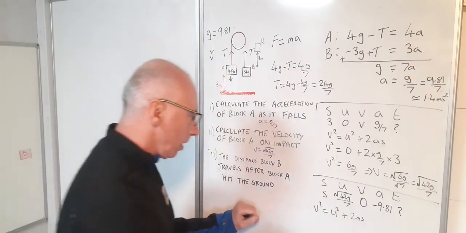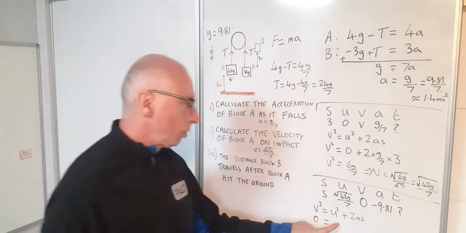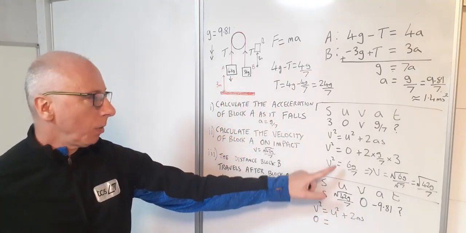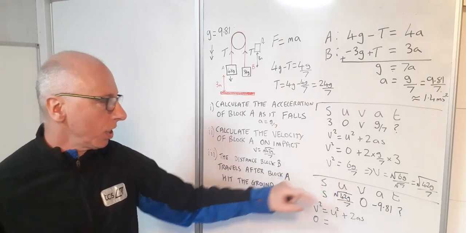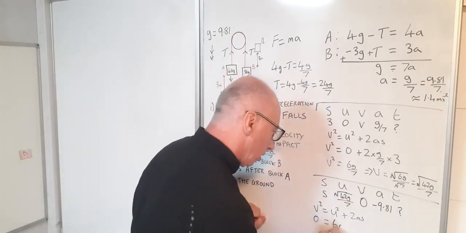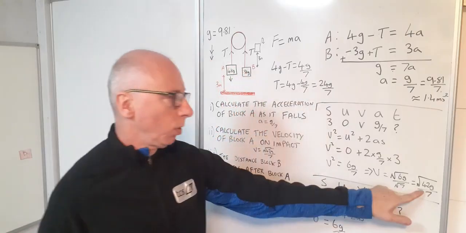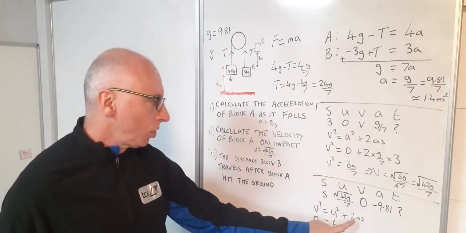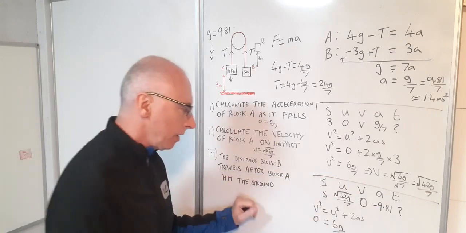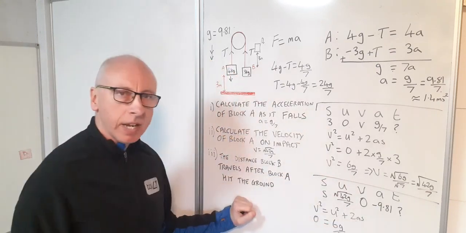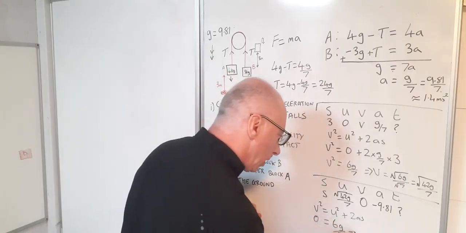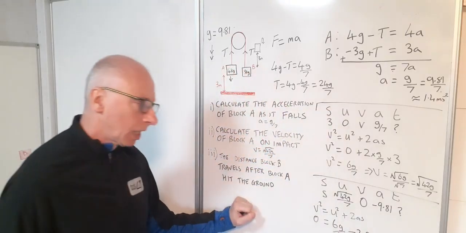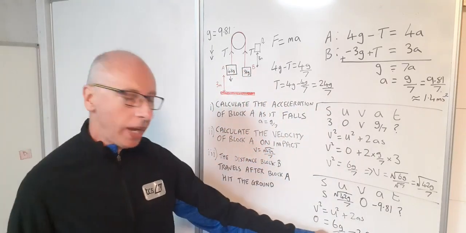V squared is 0. U squared is this one squared. Well, we know what that is because it was in here. We've got 6g/7. So no need to work out what that is and square it again because we've got it already. And then plus 2 times a times s. Well, a is negative, so I'm going to change my plus to a minus. Then I've got 2 times 9.81 times s. So then just need to solve for s.